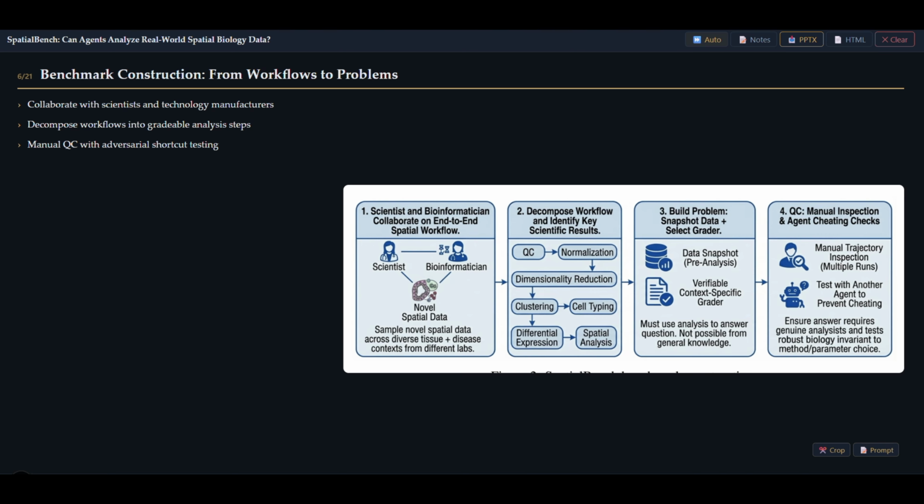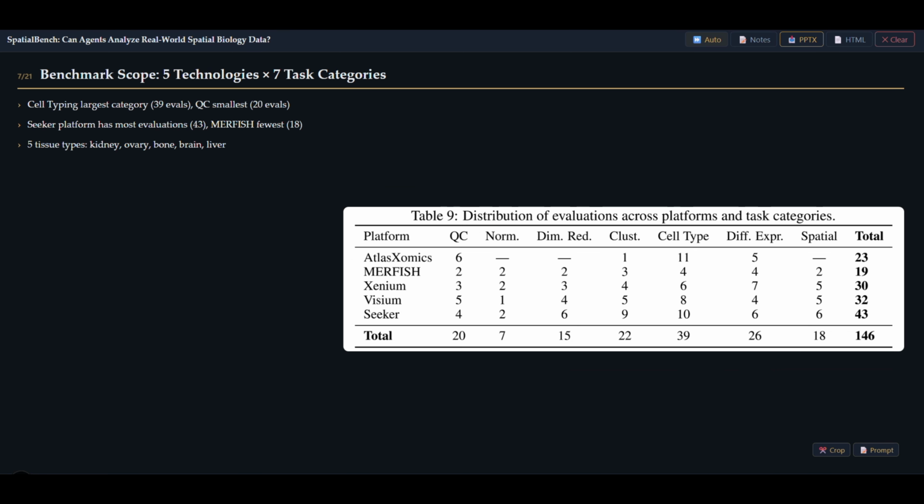Fourth, and this is critical, every problem undergoes manual quality control, including trajectory inspection across multiple runs and adversarial testing, with agents instructed to cheat, ensuring answers can't be reached without genuine data analysis.